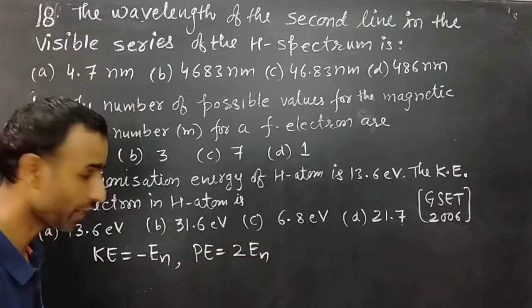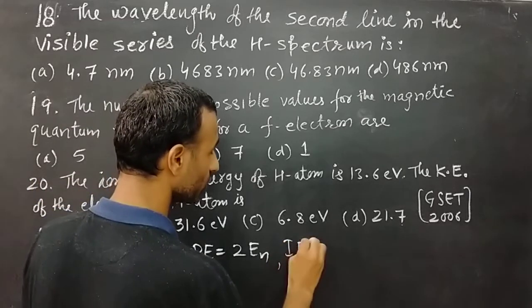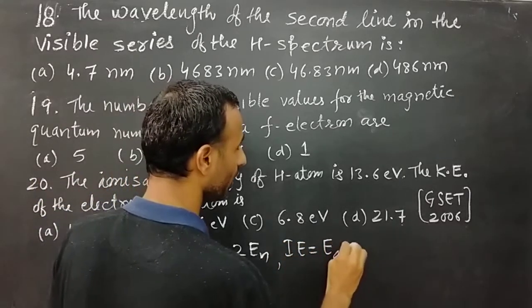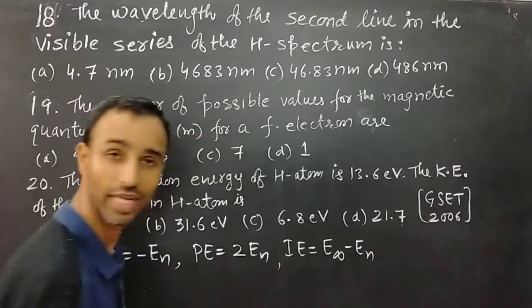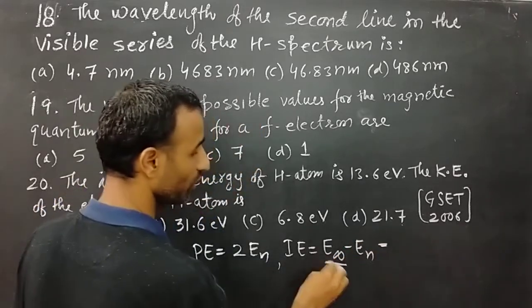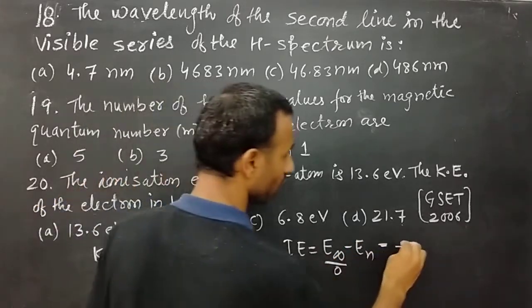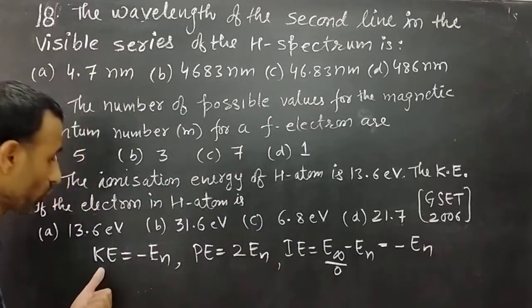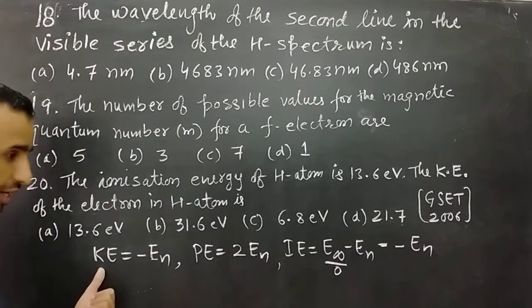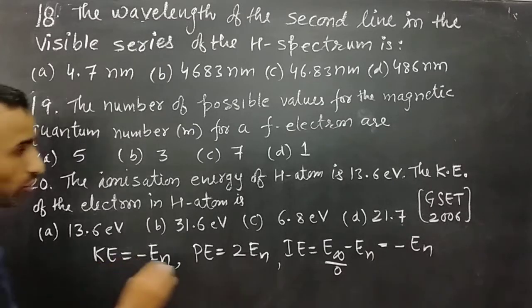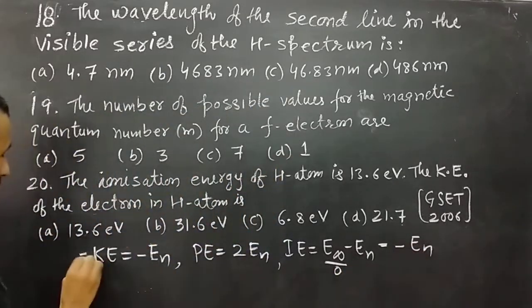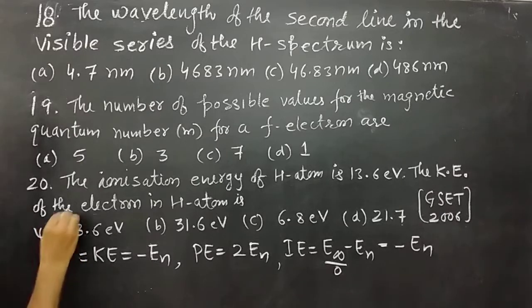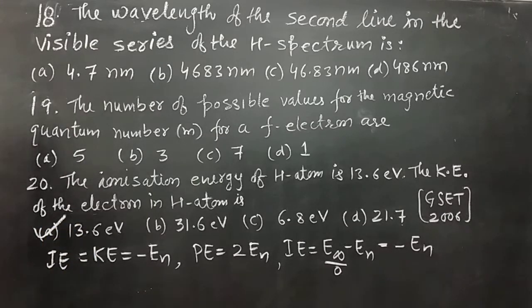total energy. Okay, and ionization energy is equal to E infinity minus En. That means, E infinity, you know, it is 0, so that is equal to minus En. That means ionization energy is equal to kinetic energy. That means option A is correct. Right?